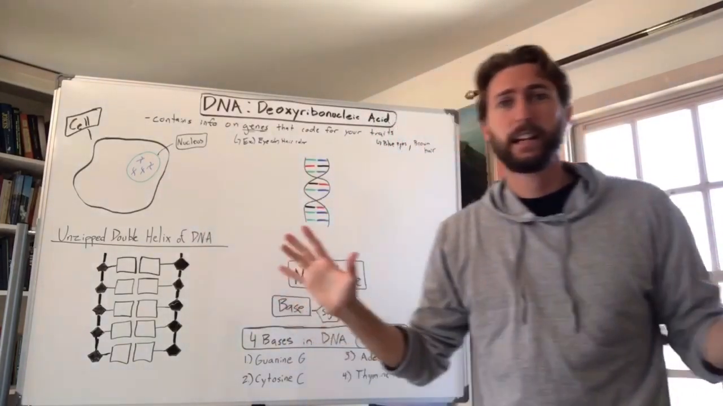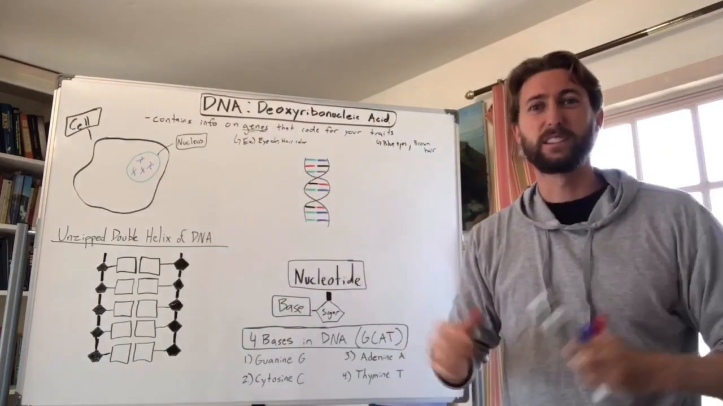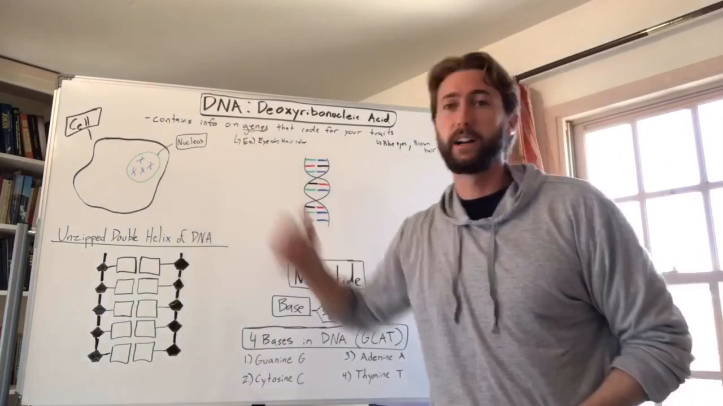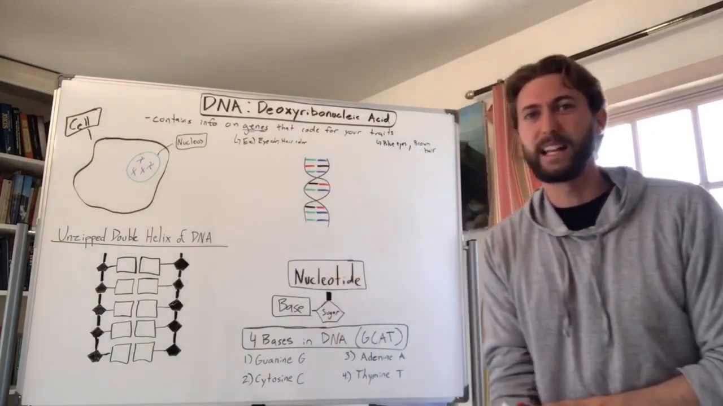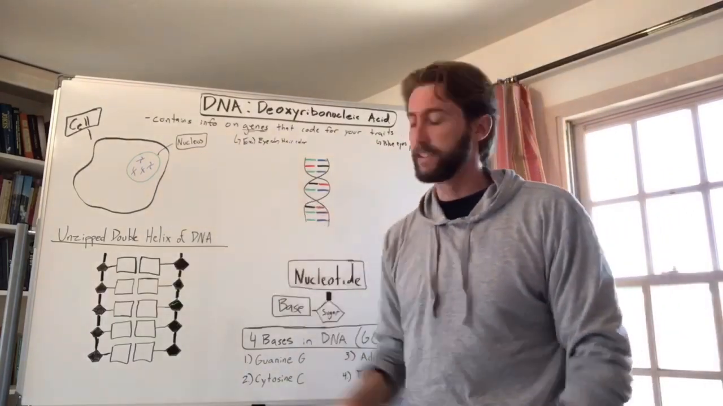This is in eukaryotic organisms. Remember, bacteria don't have membrane-bound organelles. Their DNA is just floating around inside that cytoplasm or cytosol inside a bacteria cell. But eukaryotic organisms like us, like plants and animals, that have organelles, the DNA is found inside the nucleus.